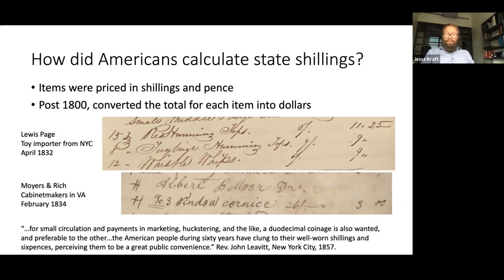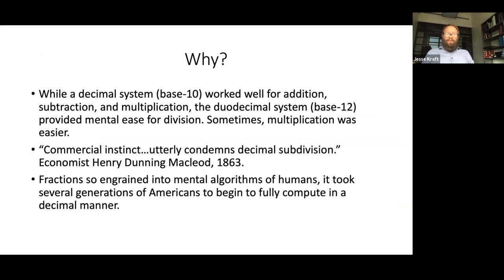Why is that? Well, while a decimal system, which is base 10, works well for addition and subtraction and multiplication, the duodecimal system, which is base 12, provided mental ease for division, which is an important thing in the day-to-day usage of coins. And sometimes even multiplication was easier using the base 12 system.